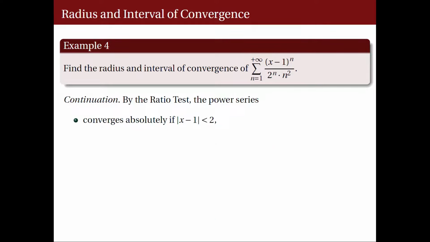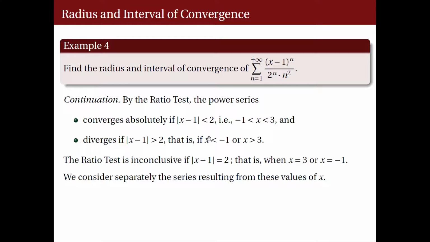By the ratio test, the power series converges absolutely if the absolute value of x minus 1 is less than 2, or x is between negative 1 and 3, and diverges otherwise. Recall that the ratio test does not work if the limit is equal to 1, or the ratio test is inconclusive if the absolute value of x minus 1 is equal to 2. That is, x equal to 3 or x equal to negative 1. Therefore, we need to check whether the series is convergent for x equal to 3 or x equal to negative 1.